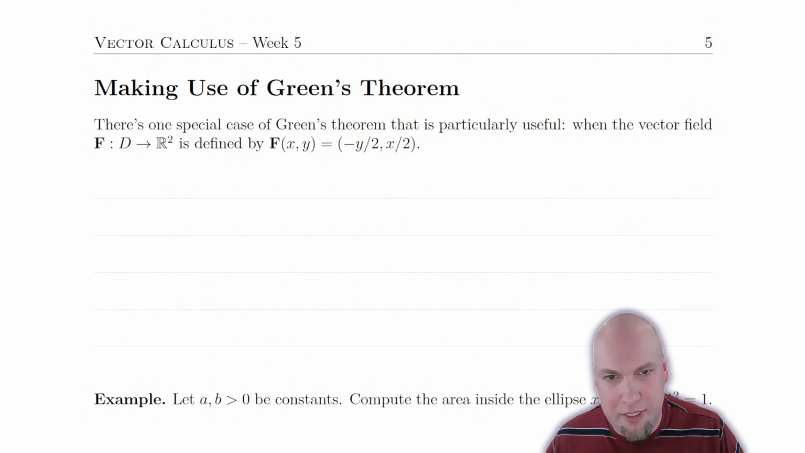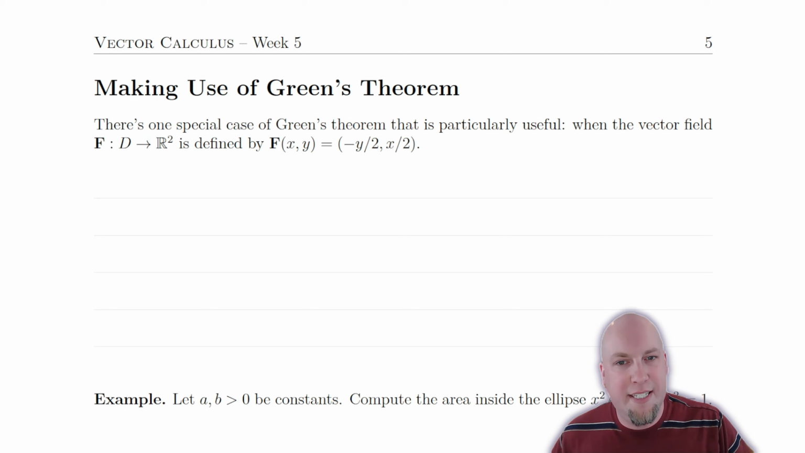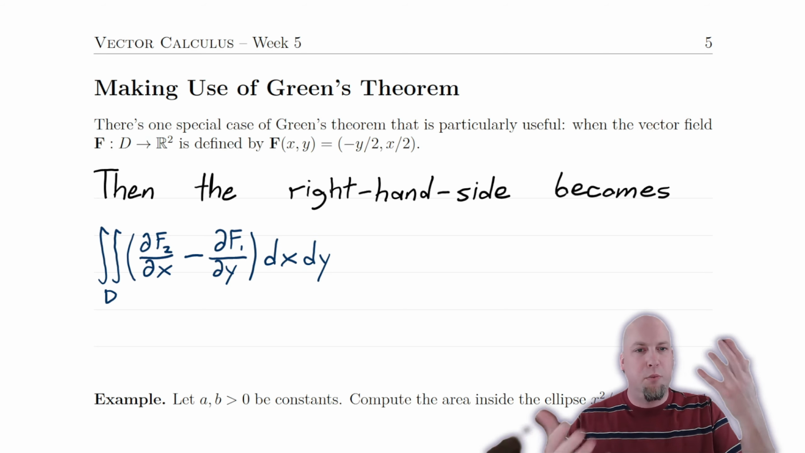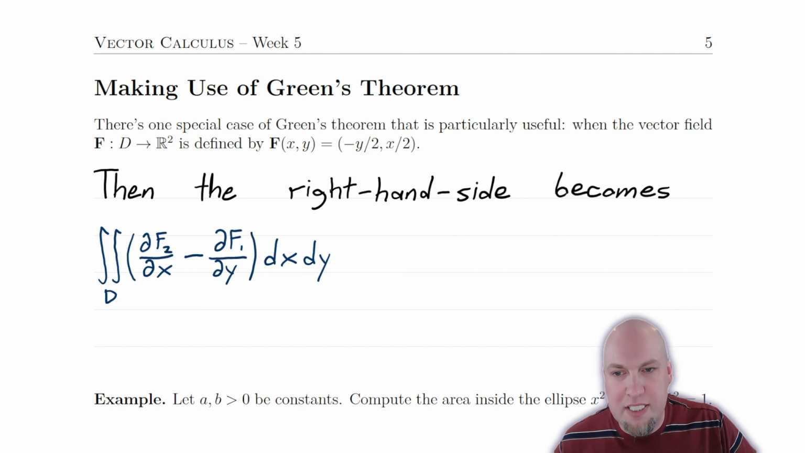What are the examples here? One very common special case of Green's theorem that's particularly neat is what happens if you work with this vector field. Remember, Green's theorem is this relationship between a vector line integral and a double integral over a certain scalar field that you build out of the vector field.